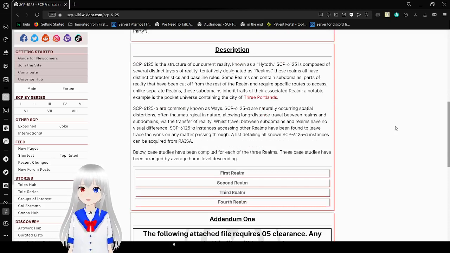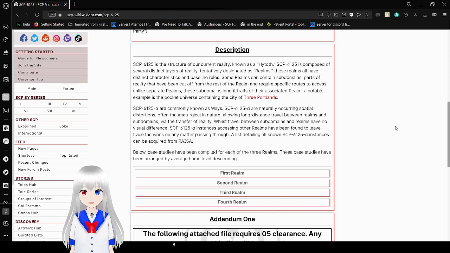Description: SCP-6125 is the structure of our current reality, known as a Hightot. SCP-6125 is composed of several distinct layers of reality, tentatively designated as realms. These realms all have distinct characteristics and baseline rules. Some realms can contain subdomains, parts of reality that have been cut off from the rest of the realm and require specific routes to access. Unlike separate realms, these subdomains inherit traits of their associated realm. A notable example is the pocket universe containing the city of three Portlands.